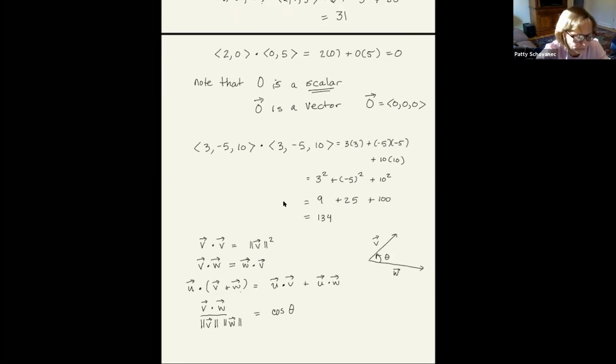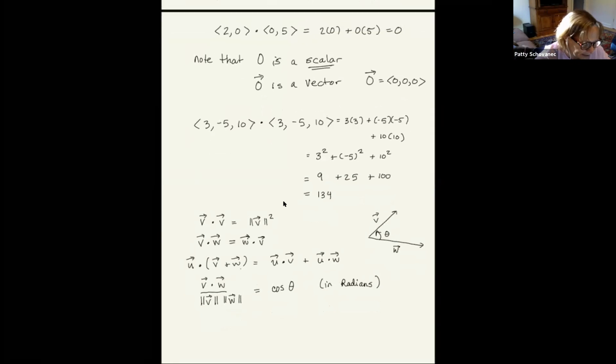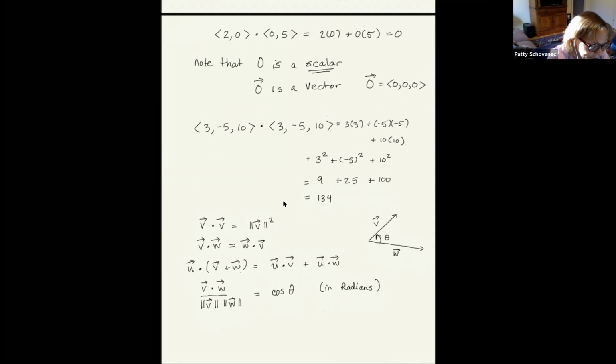In calculus, that angle is in radians. So I'm not sure if on web work they ask you for radians or degrees. If they ask you for degrees, then you have to multiply this by 180 over pi. And that tells me that if this angle is a right angle, if theta is 90 degrees or pi over 2, cosine of that is 0. So if this number on the right-hand side here is 0, then that means the numerator is 0. So we have that if theta is pi over 2 or 90 degrees, then v dotted with w is 0.